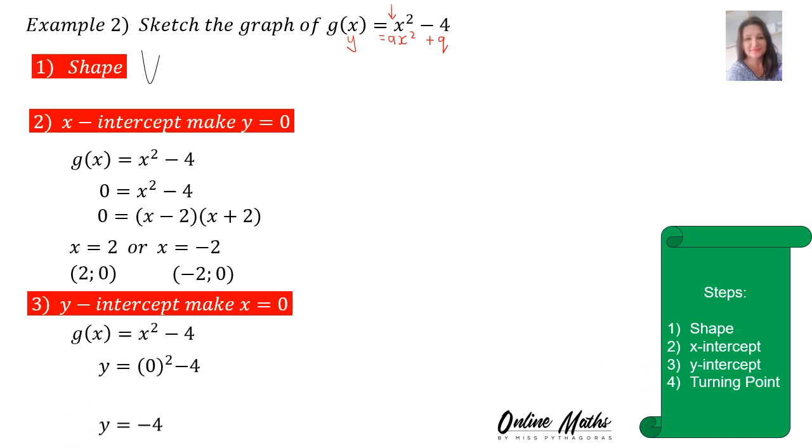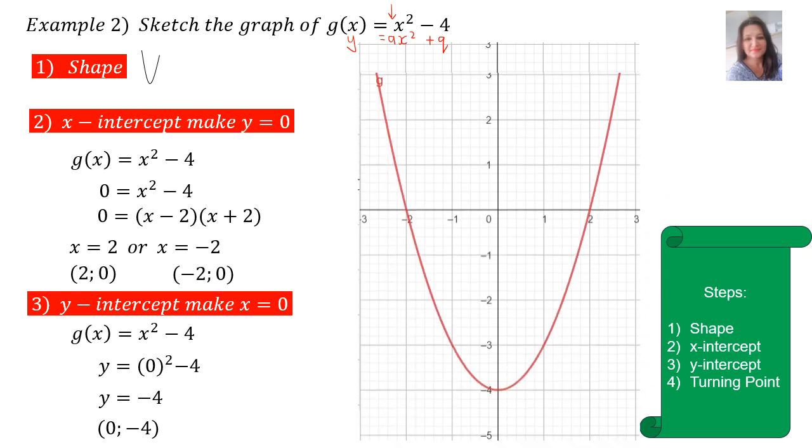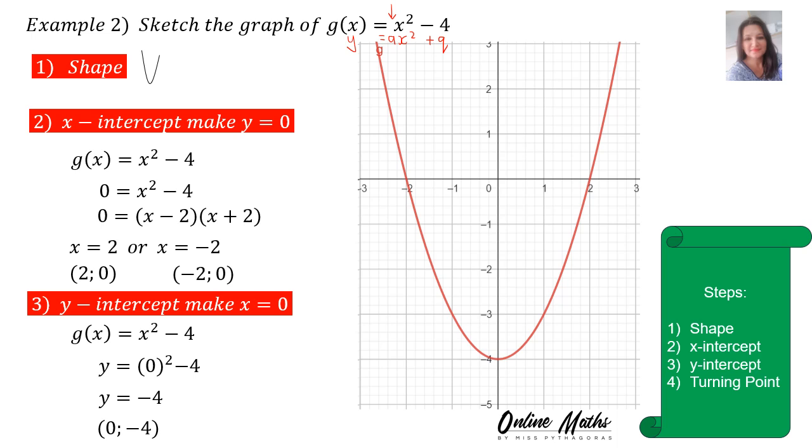We make x 0 and we end with y is equal to negative 4. And then that one as a coordinate is the point (0, negative 4). And remember, the y-intercept is also the turning point. There's your axis, the x-intercepts (2, 0) and (negative 2, 0), and then the y-intercept (0, negative 4). We know the shape of the graph is smiley or concave up, therefore there's our graph.